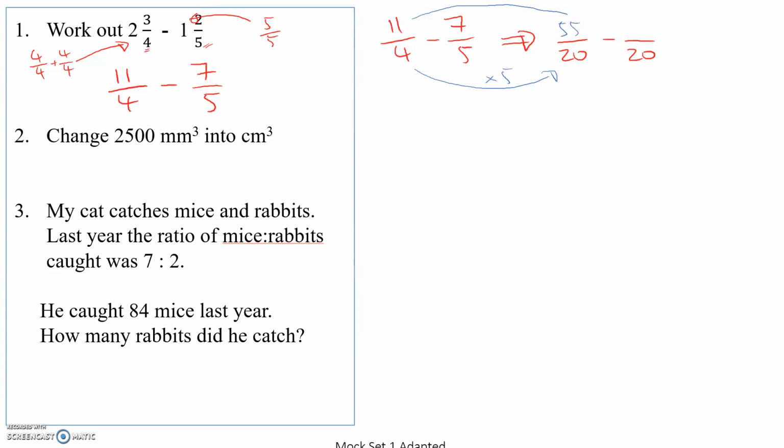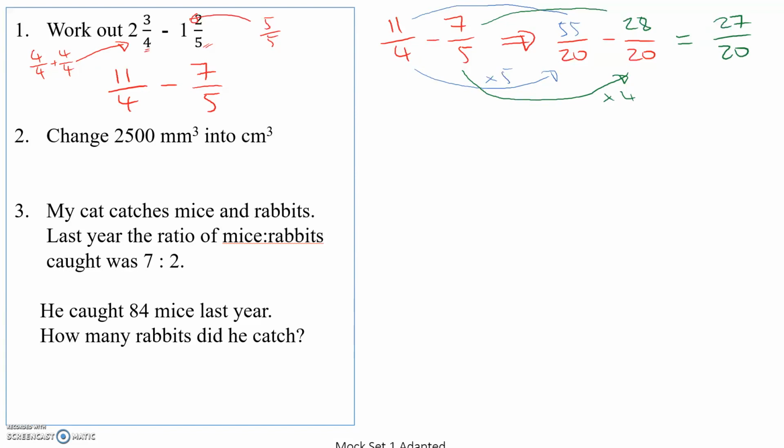And secondly, second fraction, what did we do to our denominator to get to the 20? This time we multiply by 4. So we better multiply the numerator by 4. It's going to give me 28. Okay, so we've now got 55 20ths, subtract 28 20ths, which becomes easy. It's 55 take away 28, it's 27 20ths.